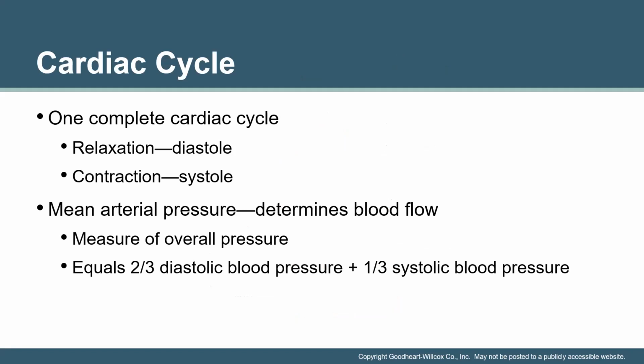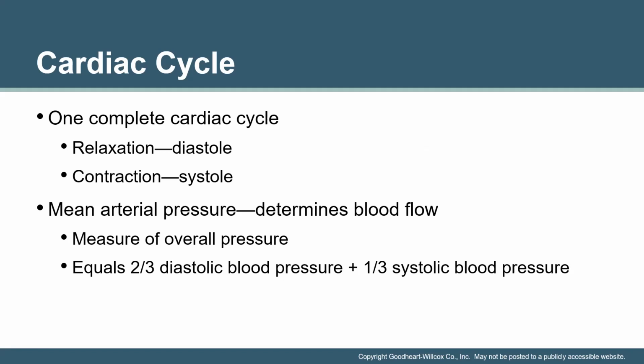Okay, so the cardiac cycle: one complete cardiac cycle is relaxation, which is diastole, and contraction, which is systole. So when we take someone's blood pressure, we're looking at both of these things within a cycle. The terms systole and diastole usually refer to what is happening in the ventricles because they are the major pumps of the heart. In a healthy heart, the contraction times are slightly offset: when the atria contract, the ventricles are relaxed. When the ventricles contract, then the atria are relaxed.